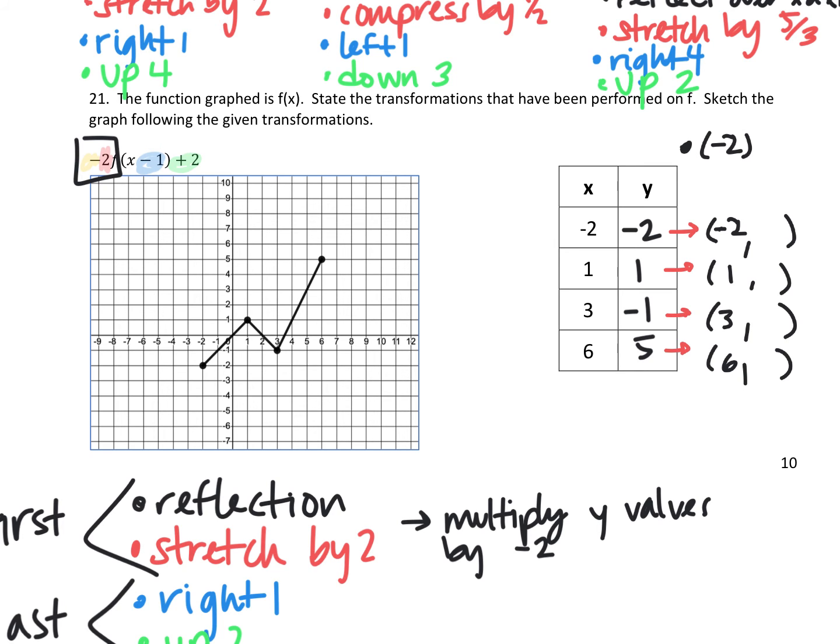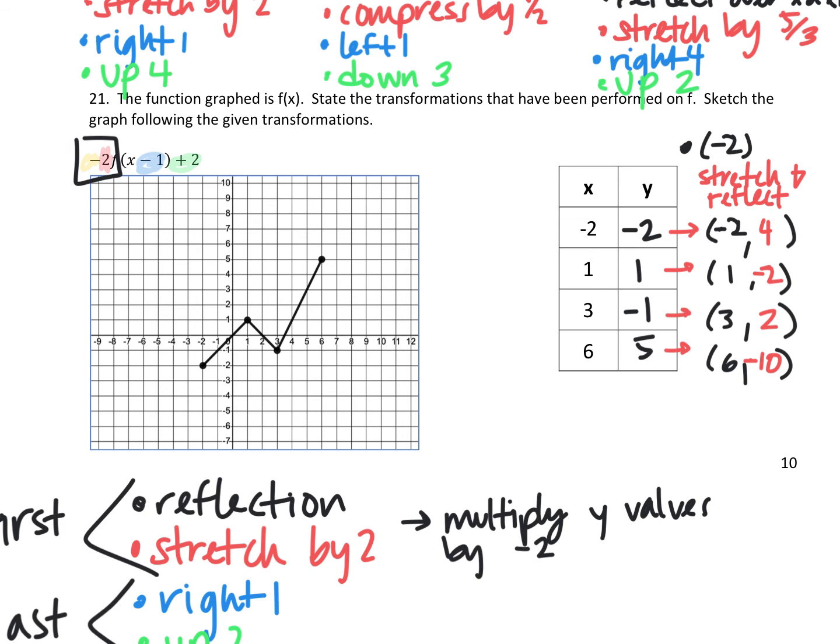So -2 gets multiplied by -2 and becomes +4. 1 gets multiplied by -2 and becomes -2. -1 gets multiplied by -2 and becomes +2. 5 gets multiplied by -2 and becomes -10. So these are my new points after the stretch and the reflection. So it gets multiplied by 2 and it changes signs, is what you see happens there, or multiplied by -2. We're going to now plot those points.